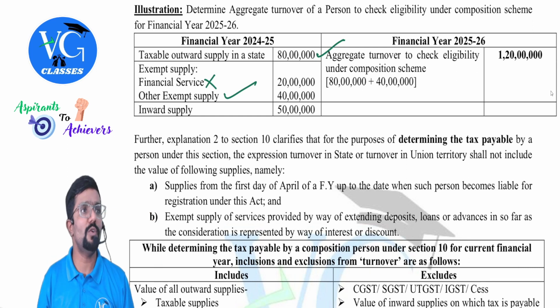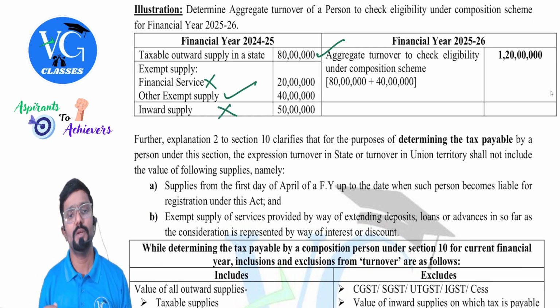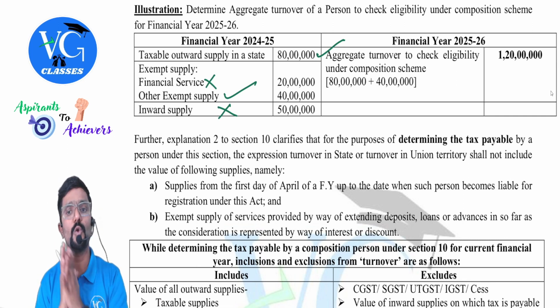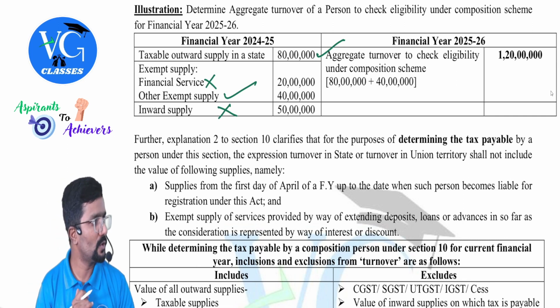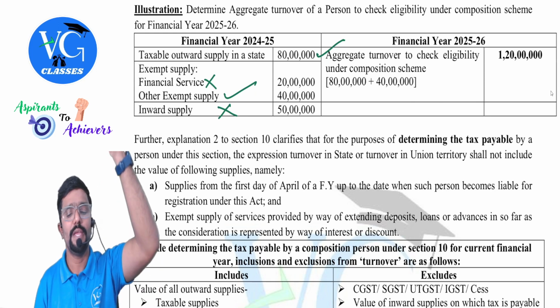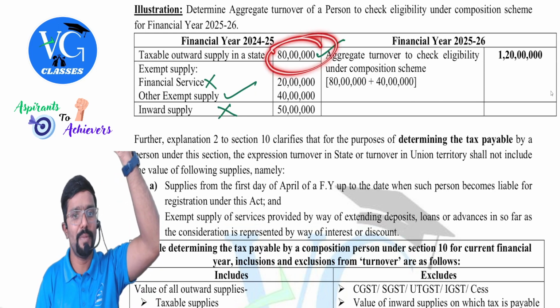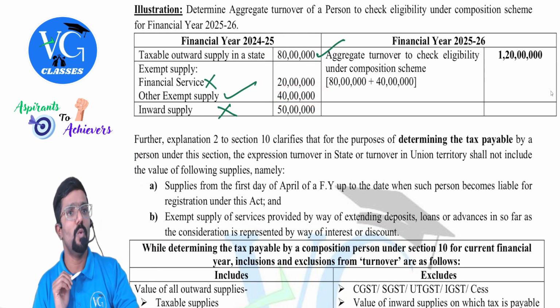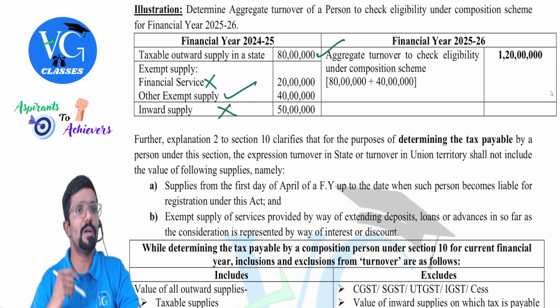Then should I count inward supply? No. Inward supply will not come. So what is the aggregate turnover now? 80 lakh plus 40 lakh, which comes to 1 crore 20 lakh. Only two figures I took: 80, that is this one, plus 40, which is 120. 1 crore 20 lakh. What was the turnover in the last year?